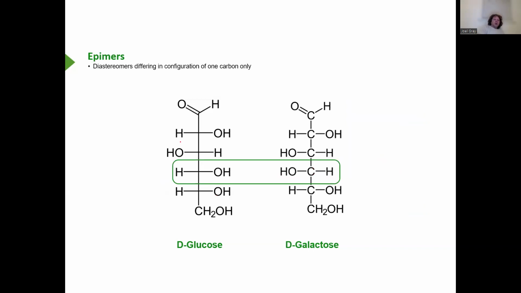Now, here what we have is D-glucose and D-galactose. These two sugars are different at only one position. Carbon number 4: D-glucose has a hydroxide group on the right-hand side, whereas D-galactose has a hydroxide group on the left-hand side. These are referred to as epimers of one another. Specifically, these are C4 epimers.